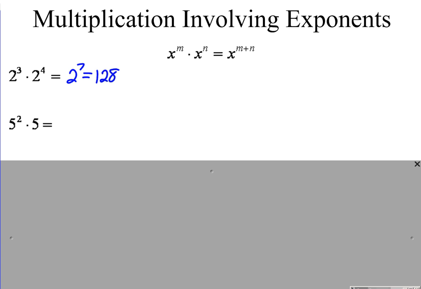5 squared times 5. Just like decimals, remember, when we have decimals, if there is no decimal given, the decimal is understood to be after the number. If there is no exponent written, it's understood to be an exponent of 1. So we have to add exponents here. 2 plus 1 gives us 5 cubed. In your calculator, 5 cubed is 125.